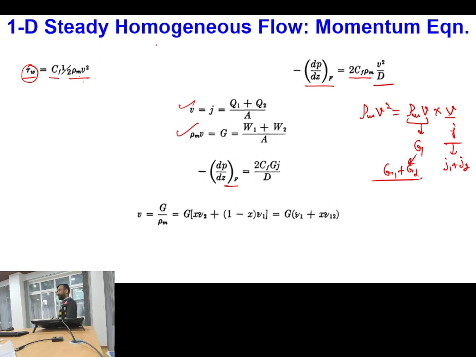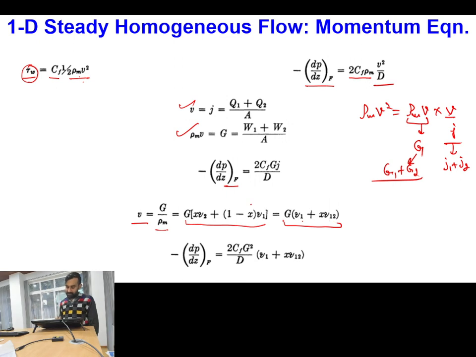This is the perimeter, so pi will cancel out very quickly. Now V can be written in terms of G by rho m. That can also be written in terms of this value, G times v1 plus x times v1. So this is another formulation for V, and using this formulation, you can replace V and make it G square by D into v1 plus x times v1. One G is coming from here, the other G is coming from rho m into V.